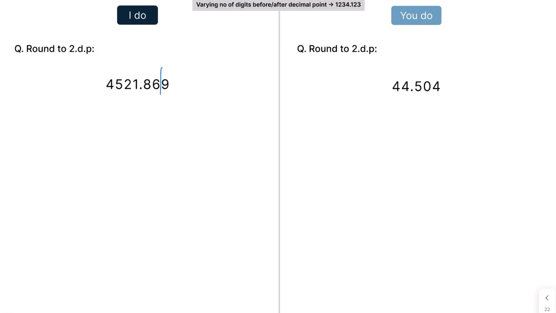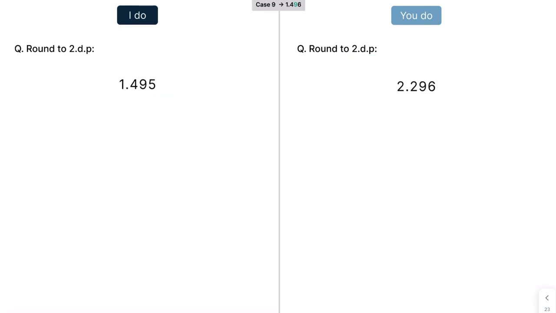Again, to 2 decimal places, so the 6 rounds up to a 7 because the decider is a 9. So that's going to become 4521.87. Again, draw your line. So in this case, the decider is a 4. Since the decider is less than 5, we're just going to leave that as it is. Again, you do need this 0 because it says round to 2 decimal places, so remember to include that.